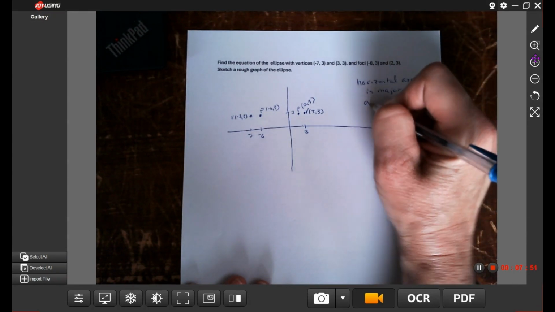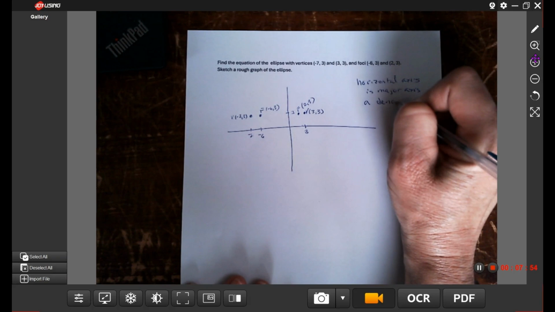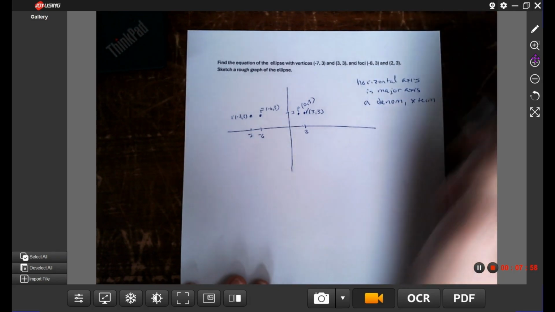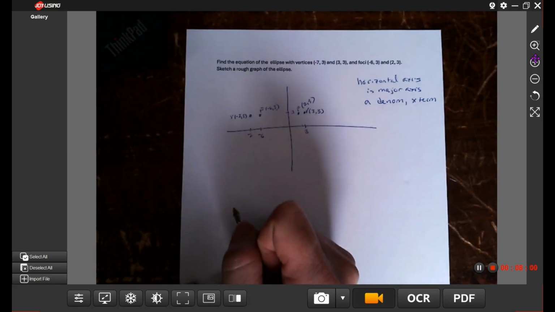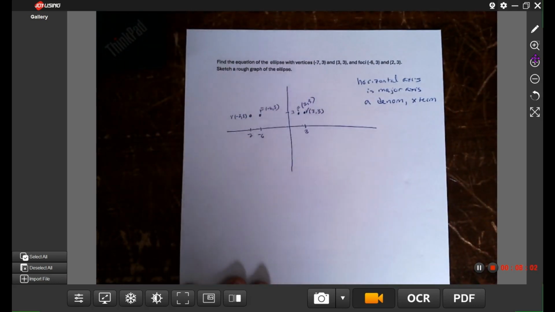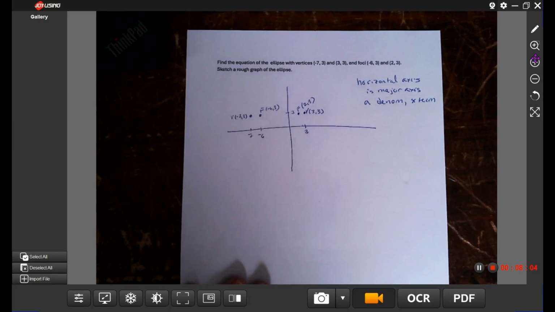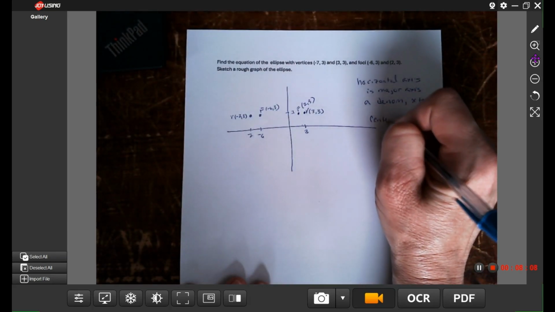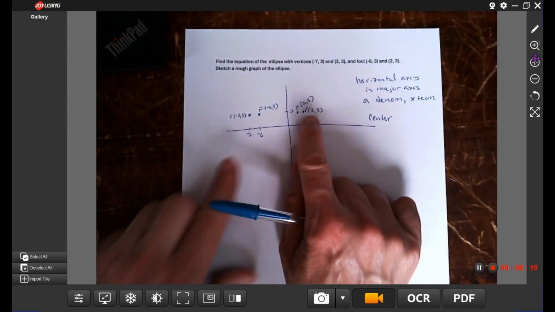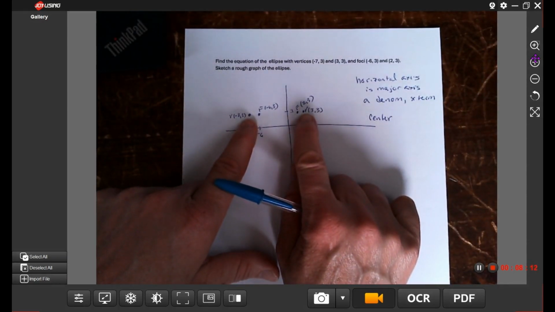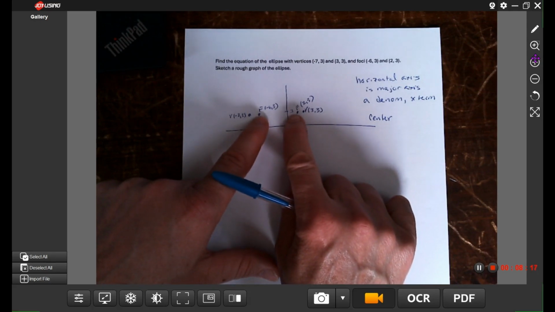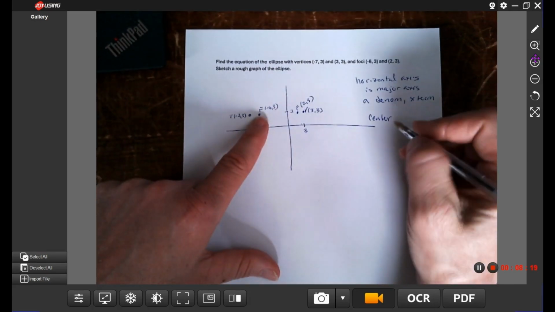And that means that A is the denominator on the x term. And I might be able to figure out what A is. So I think we should start by finding the center. So let's find the center. So the center is halfway between two vertices that are on the same axis, and it's also halfway between the two foci that are on the same axis, so I could go at it either way.